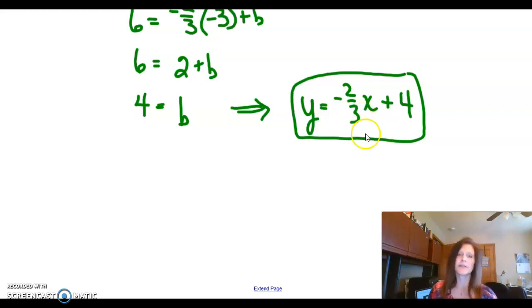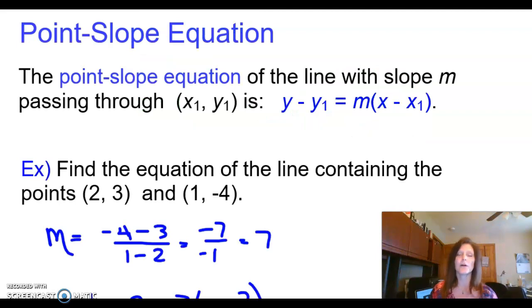Now, I'm not real crazy about plugging in stuff and solving and then plugging back in, so I want to tell you about another type of equation that's helpful to know. It's called the point-slope equation. This is a form that will help me figure out the equation of a line given any point and the slope. If I know any point x1, y1 that's on my line, the equation for the line is y in general minus my y1 equals m times x in general minus my x1, my given point.